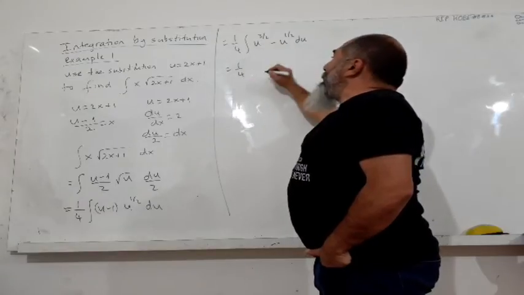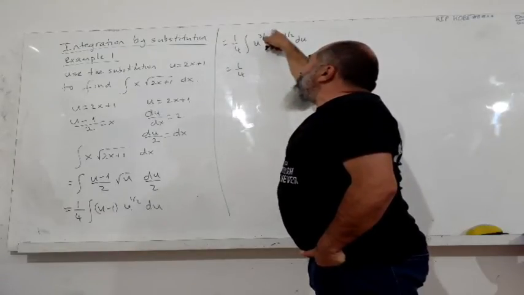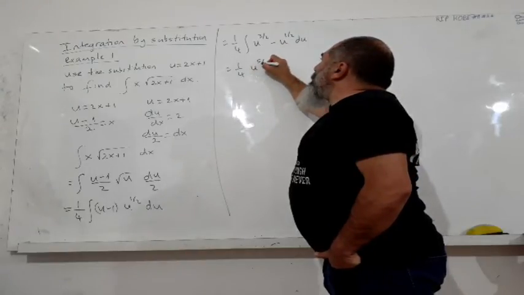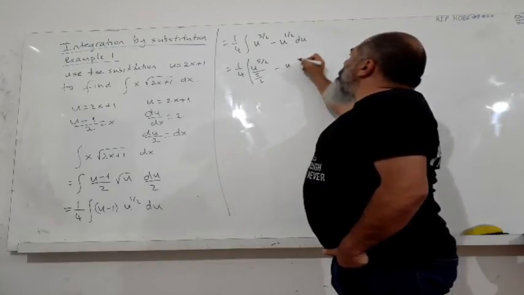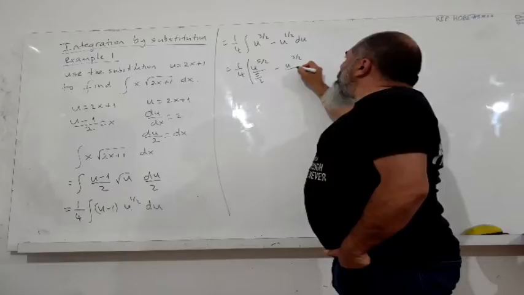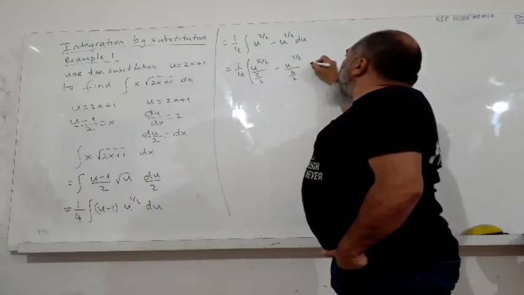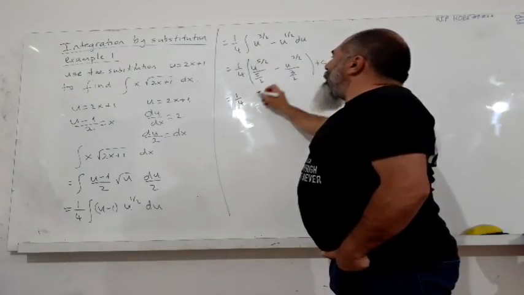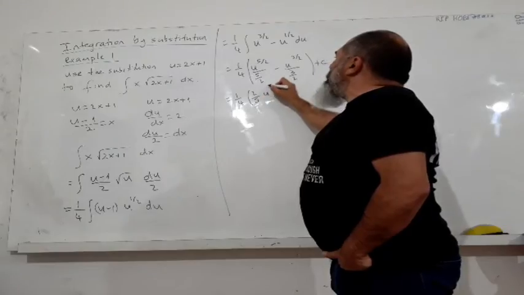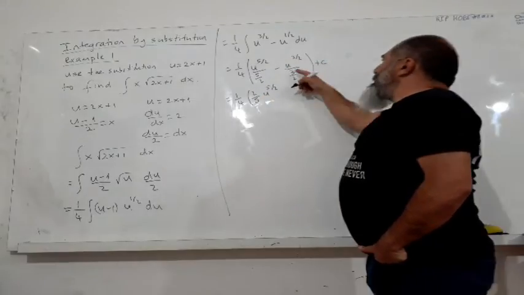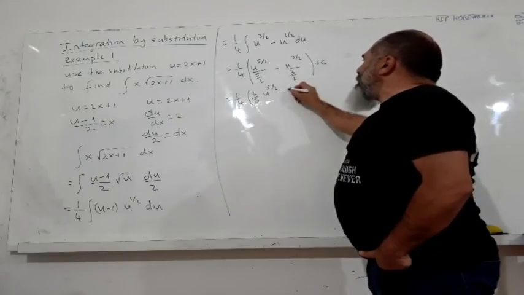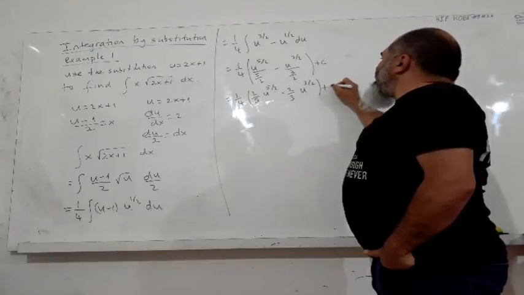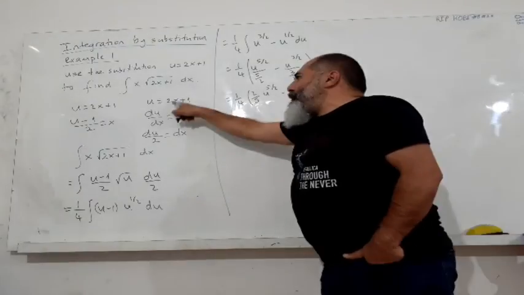Add 1 to the power and divide by that number. u to the power of 5 over 2 divided by 5 over 2 minus u to the power of 3 over 2 divided by 3 over 2 plus c. This is equal to 1 over 4, turn upside down, 2 over 5 u to the power of 5 over 2, turn this 3 over 2 upside down, it's a division, make it multiplication, u to the power of 3 over 2 plus c. And we know u in terms of x, which is 2x plus 1, substitute there in place of u.